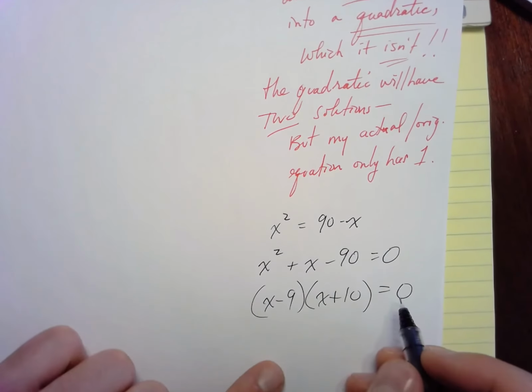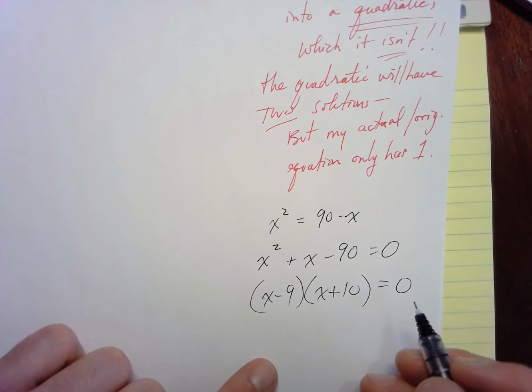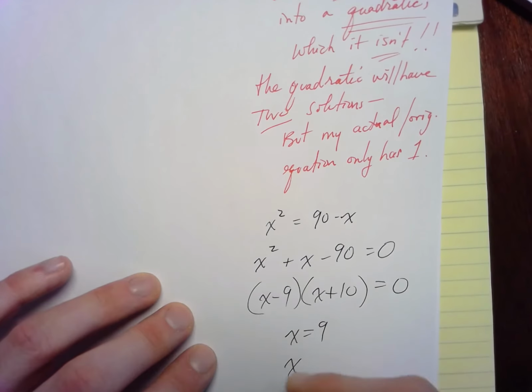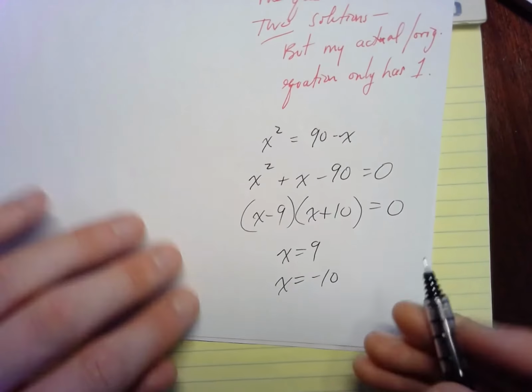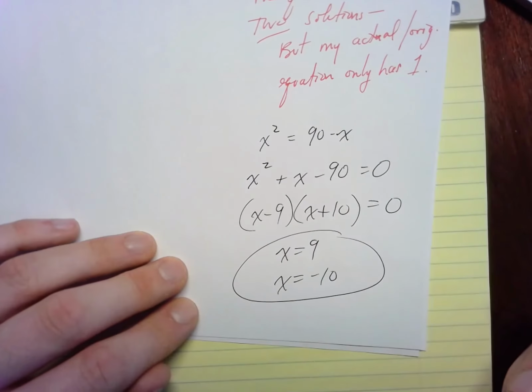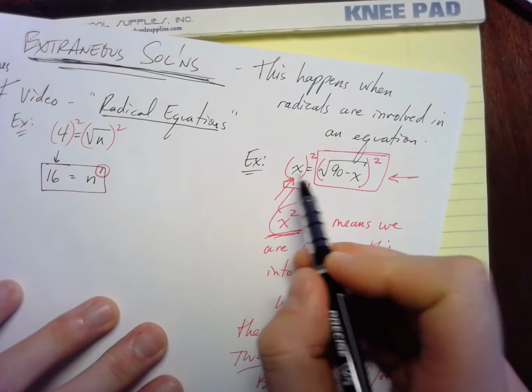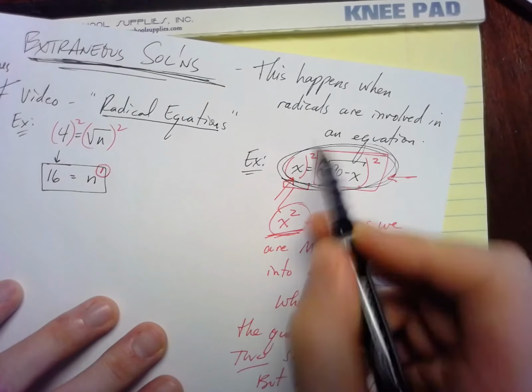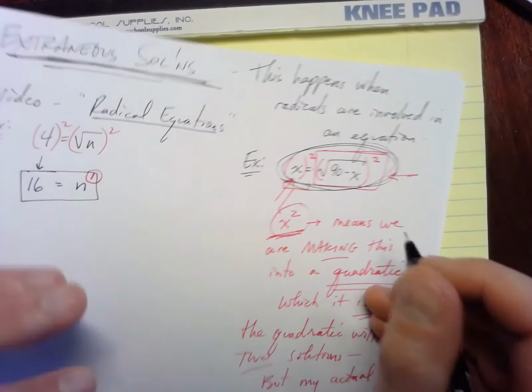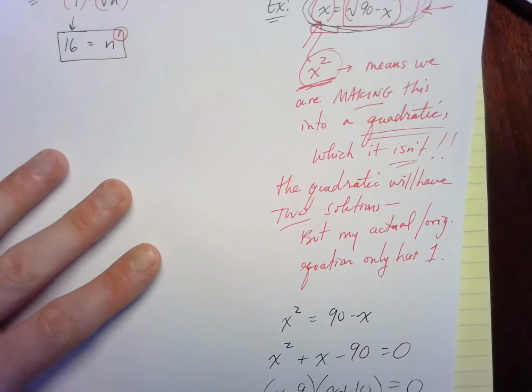And if I hadn't seen that, I could have just done the quadratic formula, and I would still have gotten x equals 9 and x equals minus 10. But the fact is that we're getting two answers out of this, and only one of them is actually going to work in the original non-squared thing. So I want you to just keep in mind both of these.